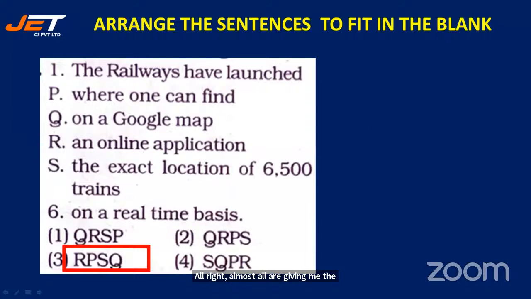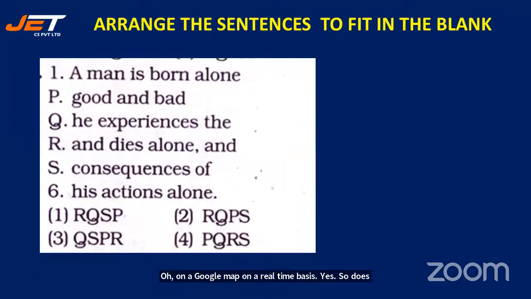But the correct answer is option 3, RPSQ. How? The railways have launched an online application where one can find the exact location of 6,500 trains on a Google map on a real-time basis. Yes. So does it make sense, isn't it? Yes. Excellent. It's perfect. And that was a pretty simple sentence as well. Let's move on to the next question.